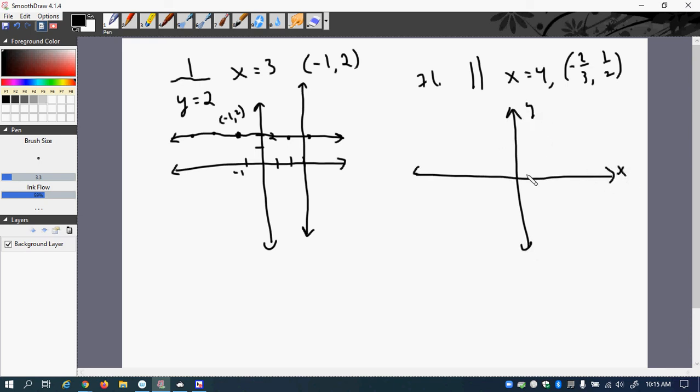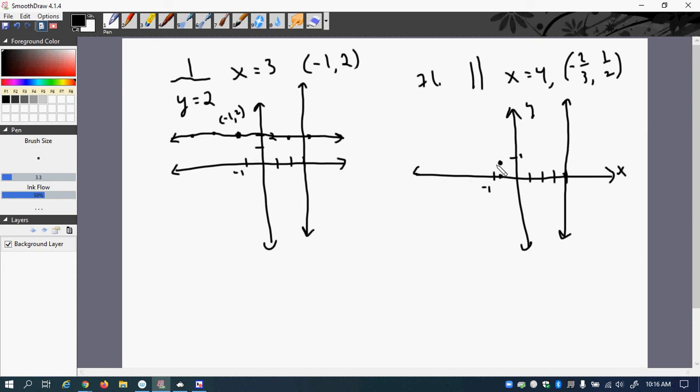And so x equal to 4 is 1, 2, 3, 4. So here it is. So it's vertical, so x is always 4. So it's a vertical line going up and down. Now we plot the point (-2/3, 1/2). So here's negative 1. So negative 2/3 might be right around here. And then it goes up a half. So here's 1. So probably right around here.